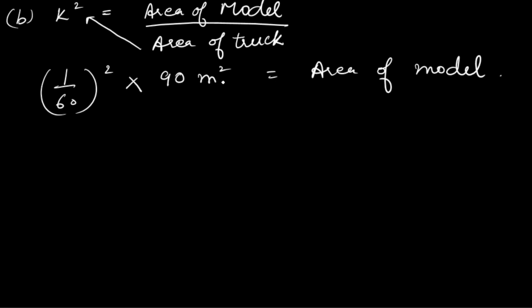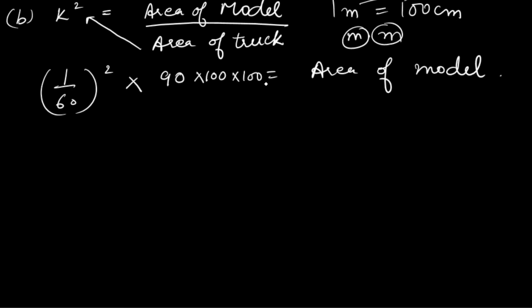So meter square is there. 1 meter is equal to 100 centimeter. And bigger to smaller, when we have to convert, we do multiplication. So meter square is there, so that means 2 times. Meter square means meter into meter. So this 2 meters we have to convert to centimeter. So we'll multiply with 100 into 100. Now 1 by 60 is equal to 60 into 60 because we are doing squaring, into 90 into 100 into 100. So conversions you have to do very carefully.